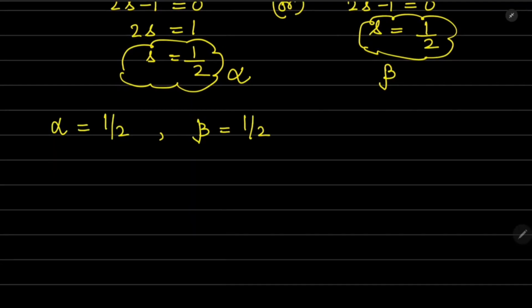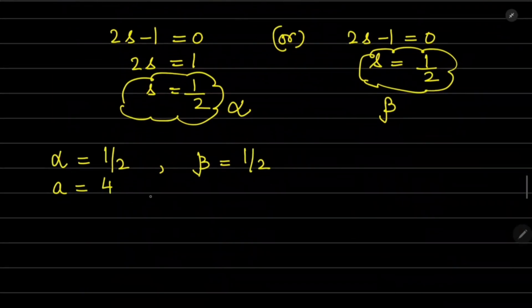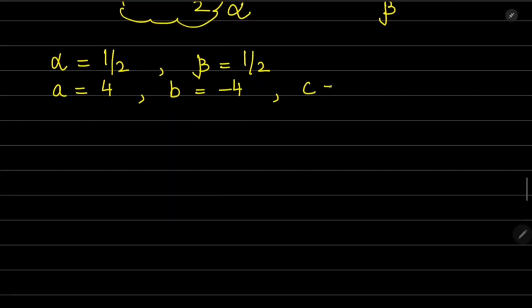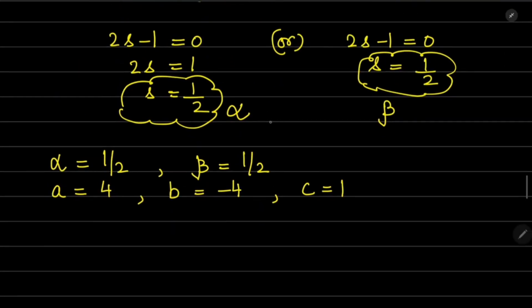And we have the coefficients. What is a? A is nothing but 4. What is b? B is minus 4. And what is c? According to the question, c is nothing but 1. So you have found the zeros of the polynomial, alpha and beta.